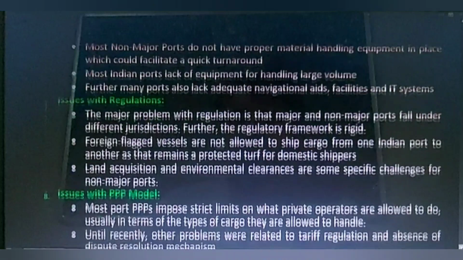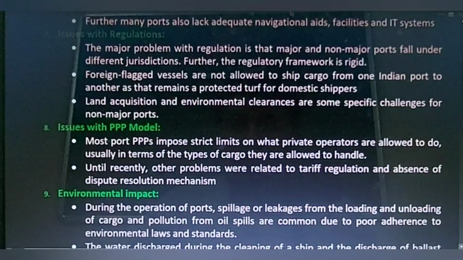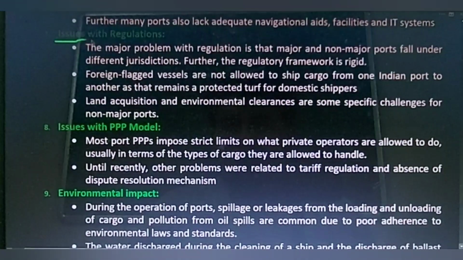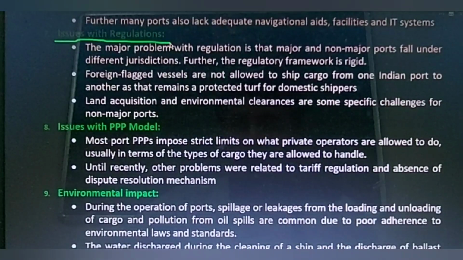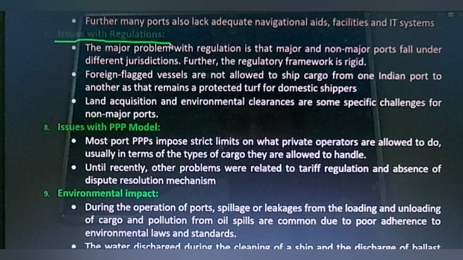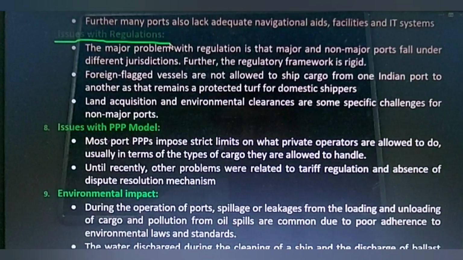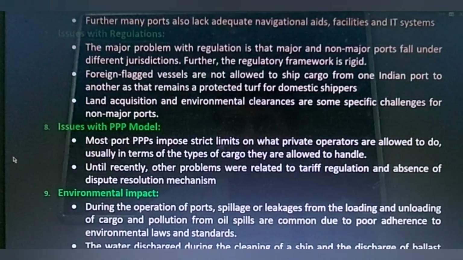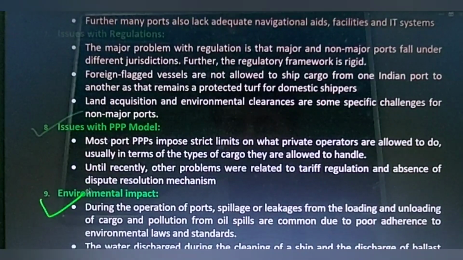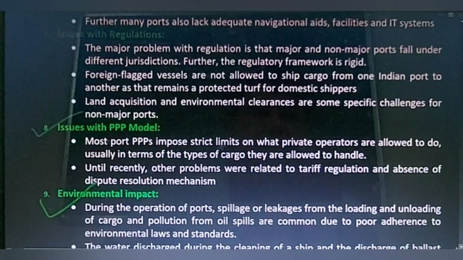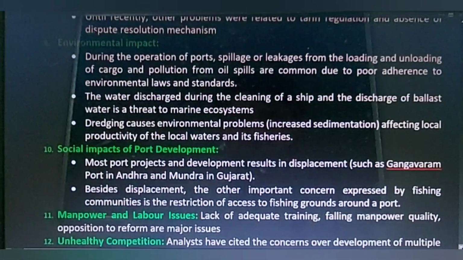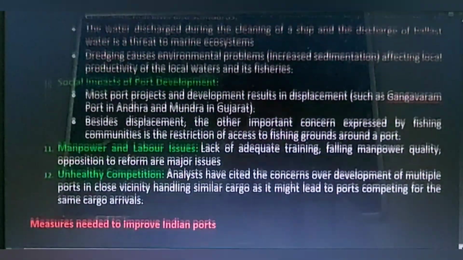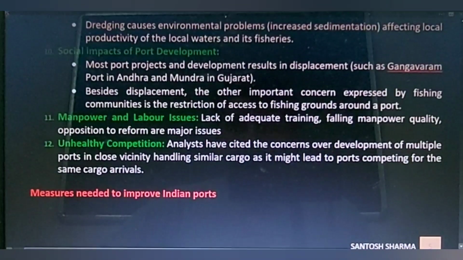So like this, there are also issues with regulations. बहुत सारे रेगुलेशंस हैं, कस्टम फॉर्मेलिटीज़ हैं, जिसकी वजह से Indian ports are very backward in comparison to other developed ports in the world. Then there is an issue with the PPP model. Then environmental impact is also there, like frequent cyclones, floods, so all that also are affecting the Indian ports. Then social impact is also there.